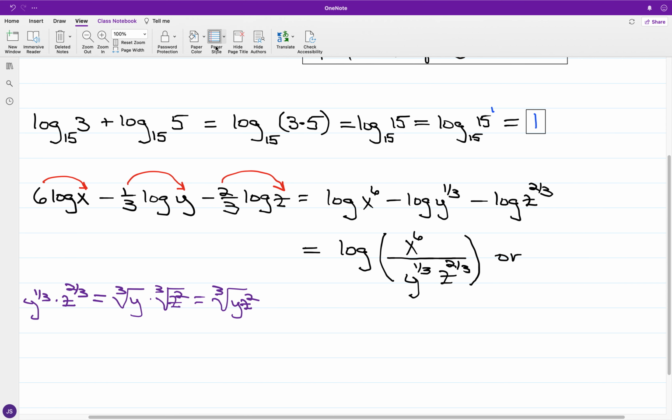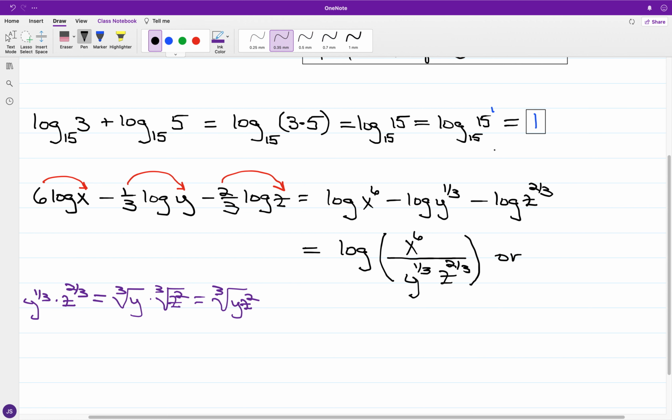So another way that the result could be expressed is the base 10 logarithm of x to the 6th, all over the cubic root of yz squared.